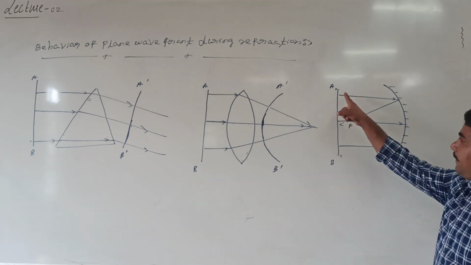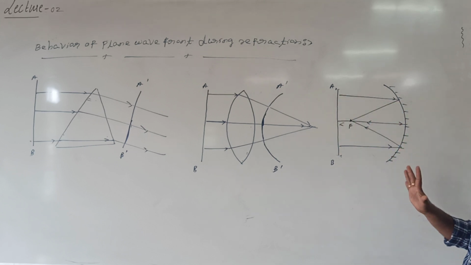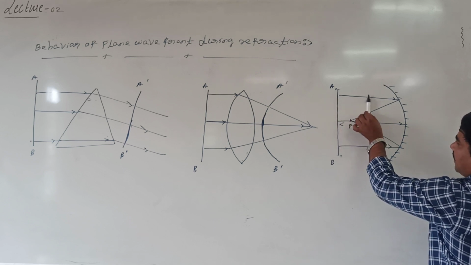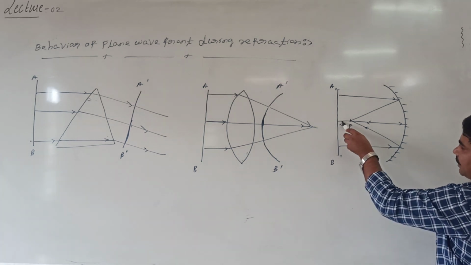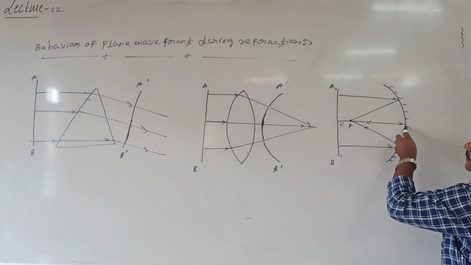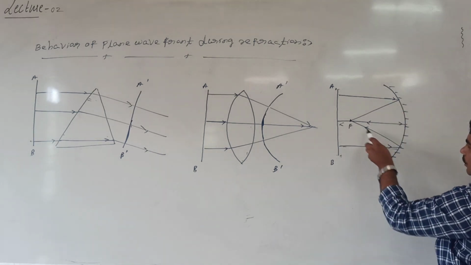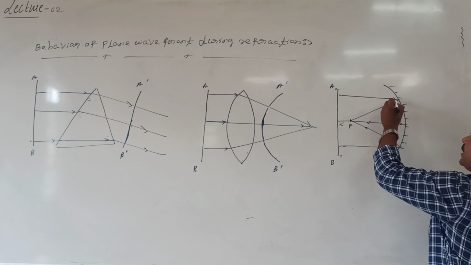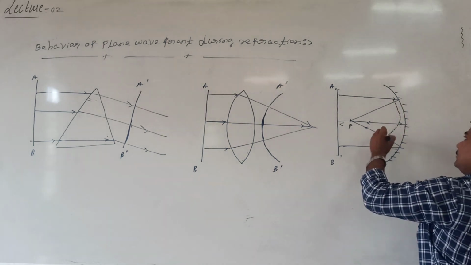The question is, when plane wavefront AB is incident on this mirror, how does it get reflected? See here. When the plane wavefront comes like this, this upper region travels with a shorter path. But what about this middle region? It travels with a longer path. This is the shorter path, and this is the longer path. So after incidence, the plane wavefront gets reflected like this.